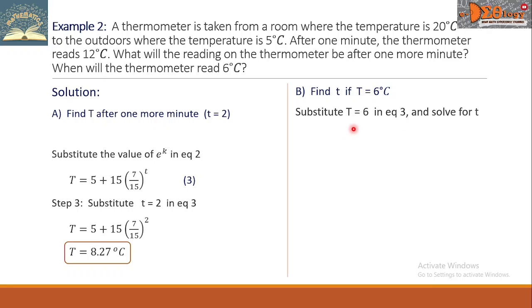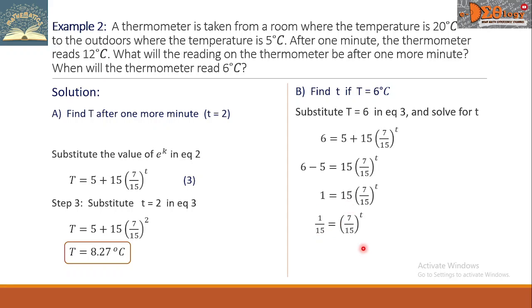So let us substitute capital T equals 6 in equation number 3 and solve for t. So it becomes like this. 6 equals 5 plus 15 times 7 over 15 that is raised to t. Let us transpose the number 5 to the left side, so we have 6 minus 5. The difference will be 1, then let us divide the equation by 15. It becomes like this. We see here that it is now in exponential form.